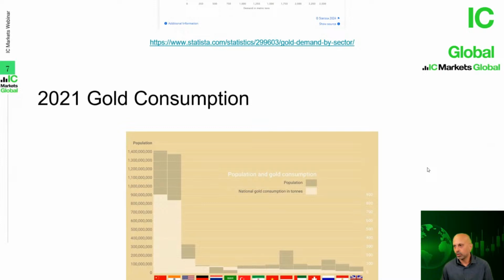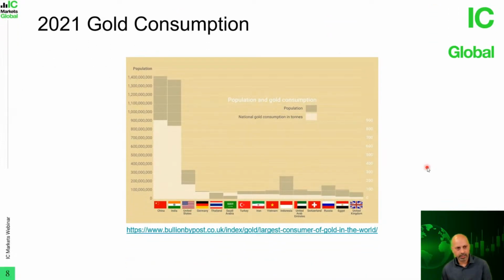Then what about gold consumption? I tried to find something more up to date, but I couldn't find anything more recent than 2022 or 2023. But if you look at 2021 gold consumption, you can see, as expected, China and India have the largest volume of gold consumption in terms of tons. You can see it's almost, what is this?